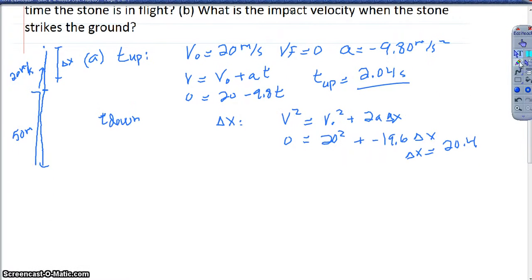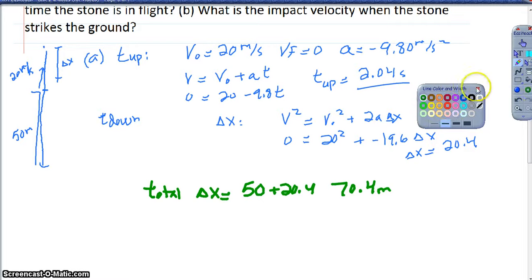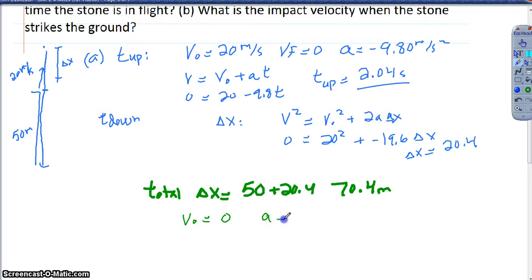So that tells me my total height, my total delta x, is 50 plus 20.4, so 70.4. And then I know my other measurements as well. My velocity at the very top was 0, so my initial velocity is 0. I'm going to define the acceleration as going downward, so we don't have to flip back and forth between negative and positive. Because I'm just breaking it up at the top, I'll define that as positive acceleration. And here I'm looking for the time, and the final velocity for part B.